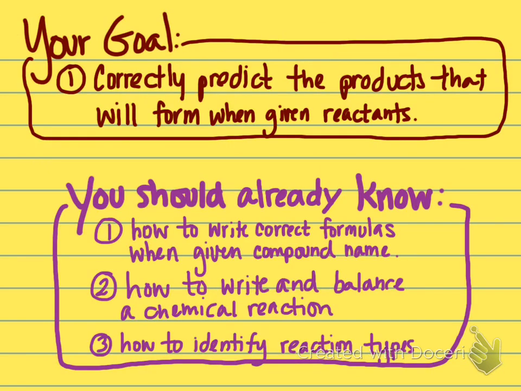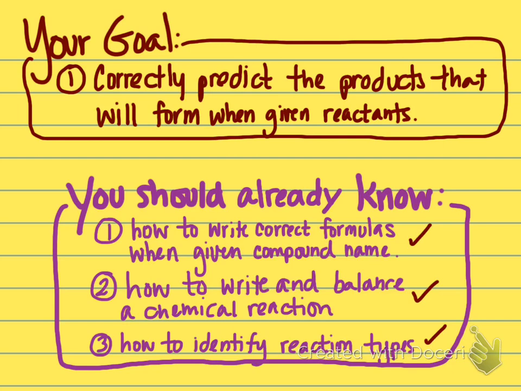By the time you are done with this video, you should be able to correctly predict the products that will form when you're given reactants. What you already need to know coming in, big one, is how to write correct formulas when you're given a compound name or when you're given two ions that may form a compound. You also need to know how to write and balance a chemical reaction, and you need to know how to identify reaction types. That last one's important because we're going to start off talking about these based on reaction type, because it's a really helpful way to figure out what may form.